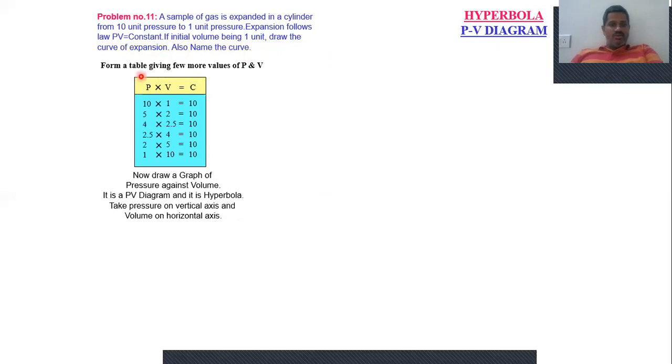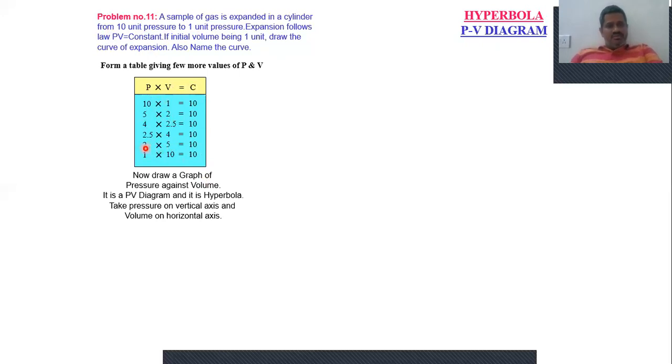A table is given also here. So form a table giving a few more values of PV. We just need to form a table. If pressure P is 10, then V is 1, so PV is constant. Volume is 1, so the initial pressure is 10 and the final pressure is 1 like this. Now, PV is equal to constant: 10 into 1 is 10. Then 5 into 2, 10. Like this, the constant value is 10 here.